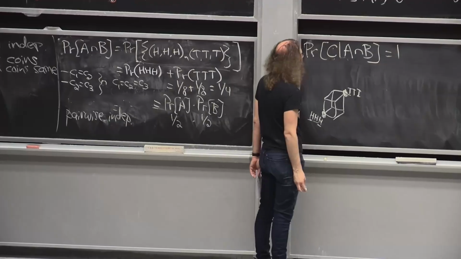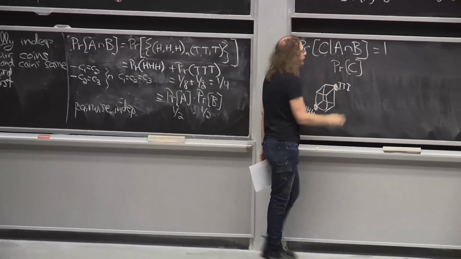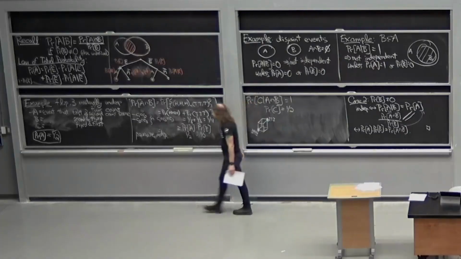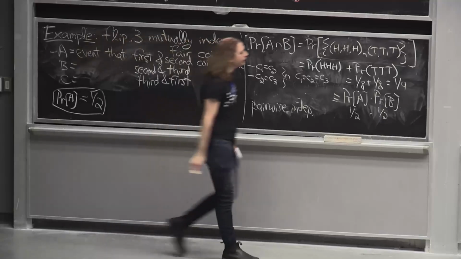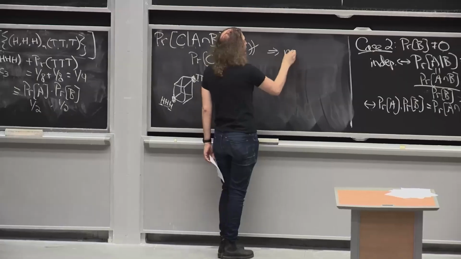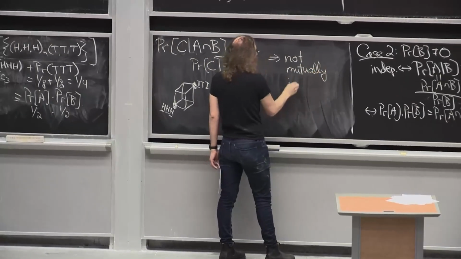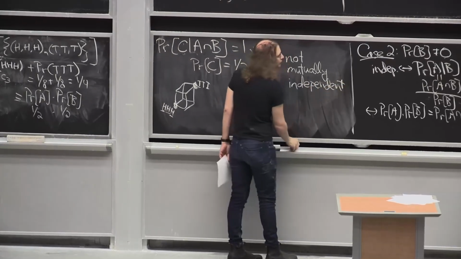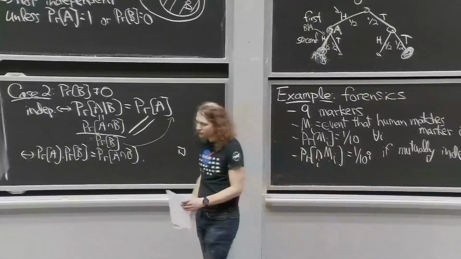Whereas the probability of C without any condition is 1/2. Sorry. Just like the probability of A, that was the one that we computed before. So these are different from each other. Not mutually independent. So this is kind of an interesting example where you have pairwise independence, but not full independence, not triple-wise independence. And there's only 3 events, so that's the most you could hope for.